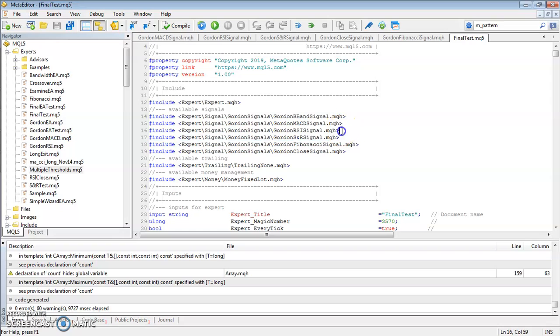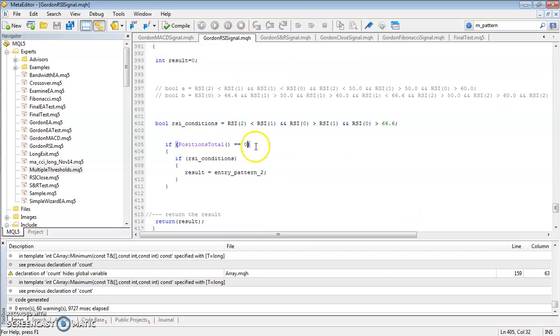Moving on here, we have the RSI. The RSI is very simple. It calculates, so 0 means the current candlestick, 1 means the previous candlestick, and 2 means the second previous candlestick from the current candlestick. So this 1 is the previous candlestick from 0, and 2 is the previous candlestick from 1.